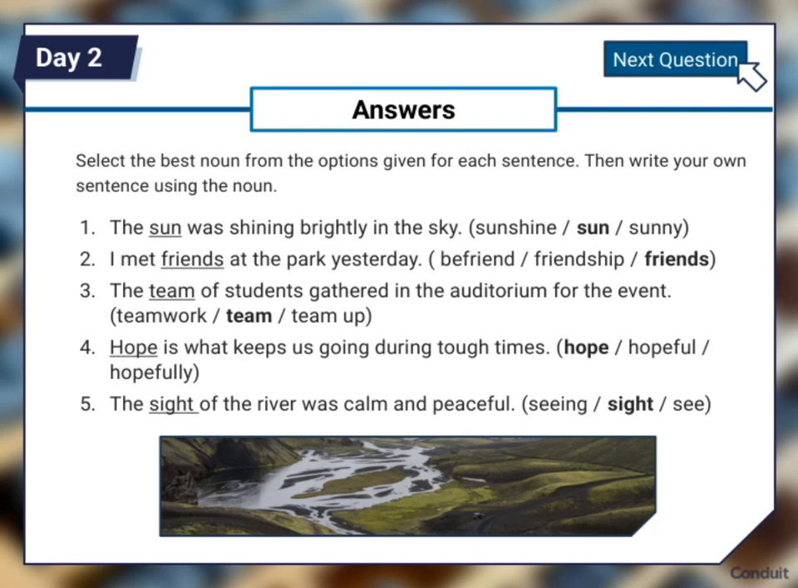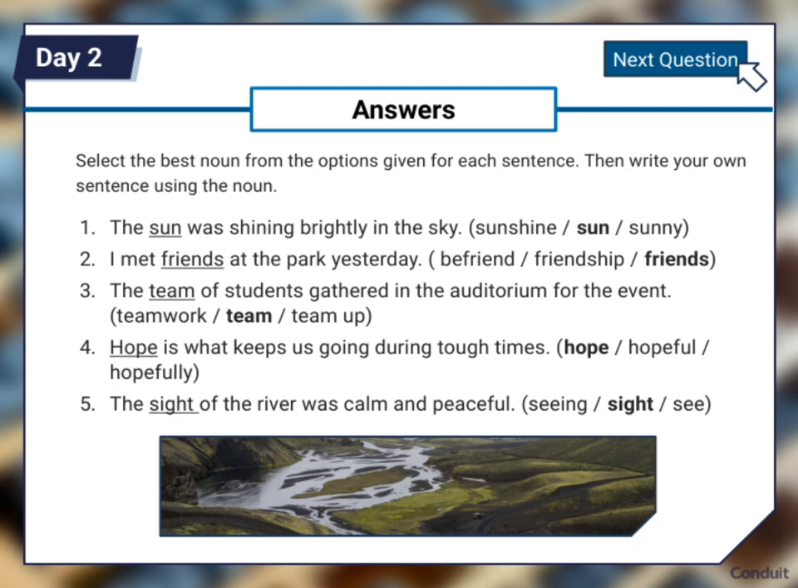Here, we're focusing on choosing the best noun to fit each sentence. For example, when the sun is shining brightly, the right noun is simply sun. When meeting friends, friends works best. We pick team for a group of students and hope when talking about what keeps us going. Finally, sight fits perfectly when describing a calm river. After selecting the right noun, you'll get a chance to write your own sentence using it.